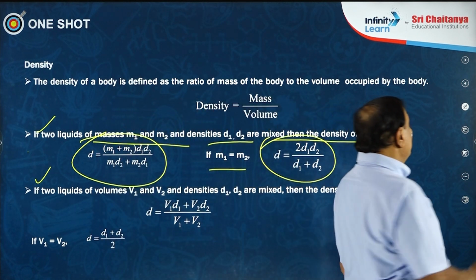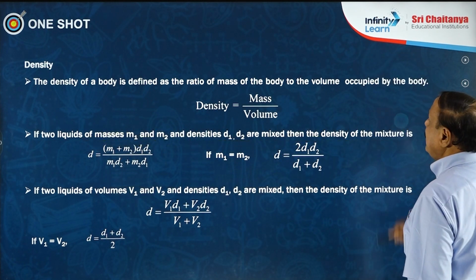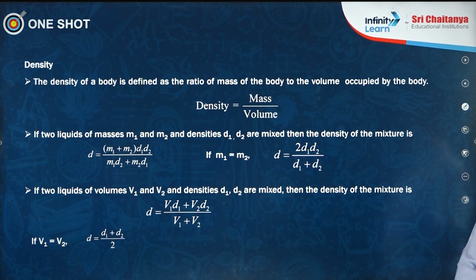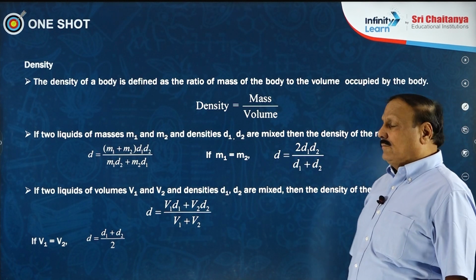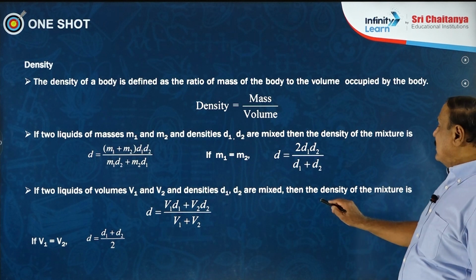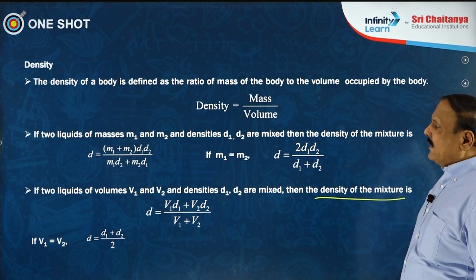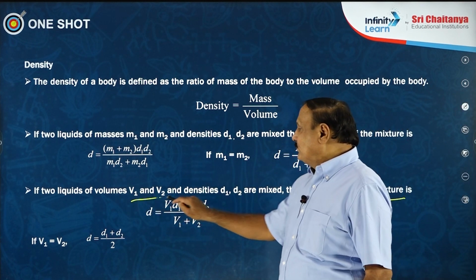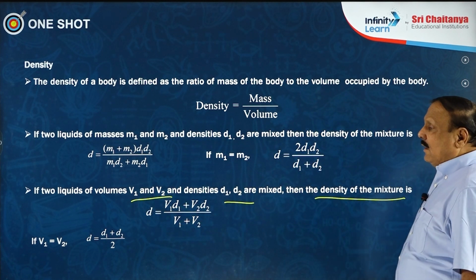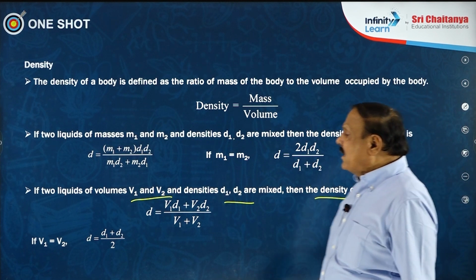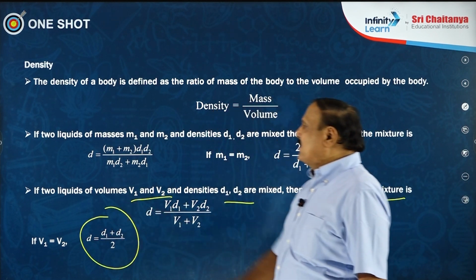So the density of the mixture we are writing in terms of mass and of course the density of the individual liquids. Similarly, in the second case also we give the formula for the density of the mixture, but in terms of volumes and densities. Again in the second case, if the volumes are equal, then the density of the mixture becomes like this.